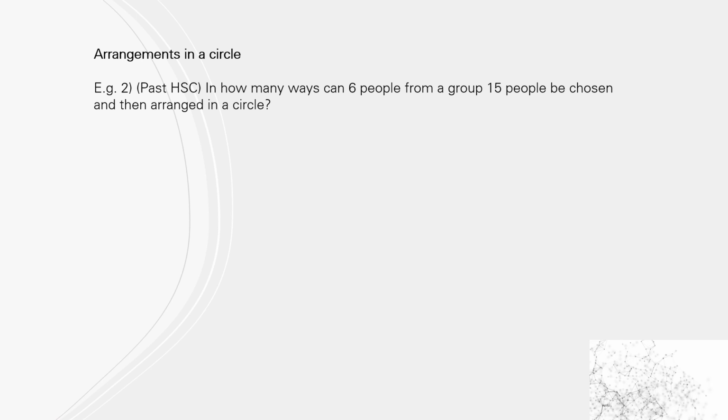Second example, this is out of a past HSC. How many ways can 6 people from a group of 15 people be chosen and then arranged in a circle? So we're going to choose 6 out of 15. Now remember, think about whether order is important or not. Does it matter if you're chosen first or chosen 6th? In this case it doesn't, so that's a combination because the order is not important. We're going to make that our first part, and then from those 6, we're going to arrange them in a circle.